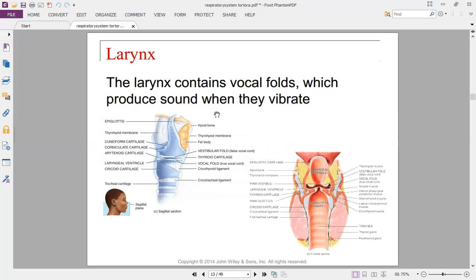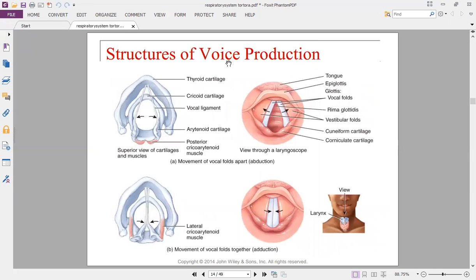Larynx contains the vocal folds, which basically, when they vibrate, produce sound. The structures of voice production include the thyroid cartilage, the cricoid cartilage, the vocal ligaments, and the arytenoid cartilage. The posterior cricoarytenoid muscles are there as well. And when you are producing sound, this opening either opens up or closes.